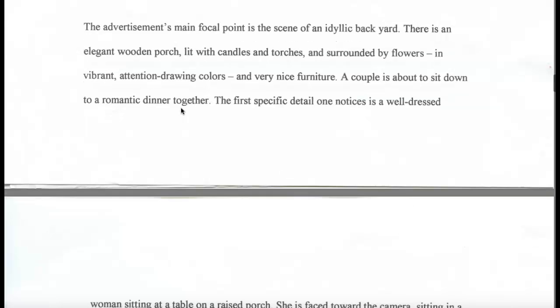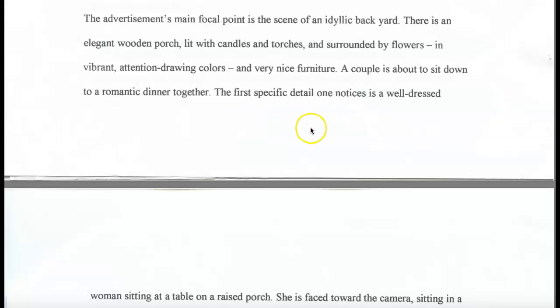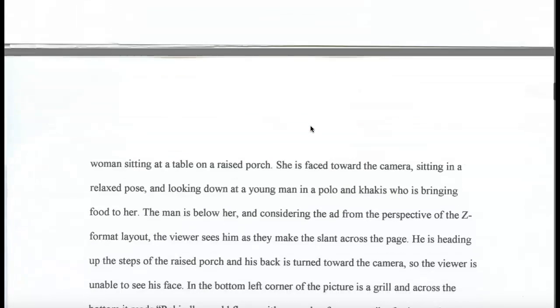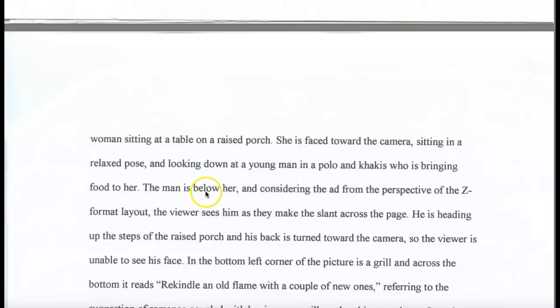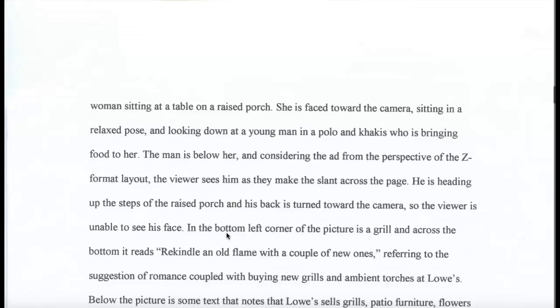You might think about the format of it. The first specific detail describes it: the man is below her, considering the ad from the perspective of the Z format layout. So you want to use spatial clues. Spatial organization means you organize a paragraph based on where things are on a page. So when you're describing something, you would describe things at the top, at the bottom, on the left, on the right. That would be spatial organization. It would be using those clues to let the reader know where things are on a page.